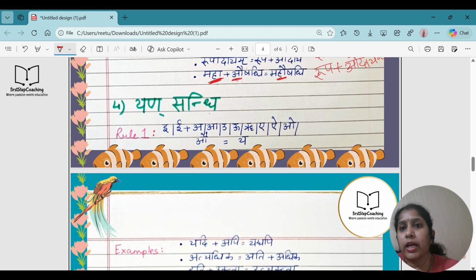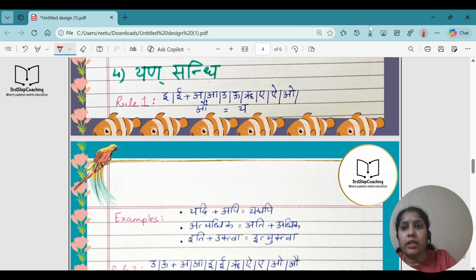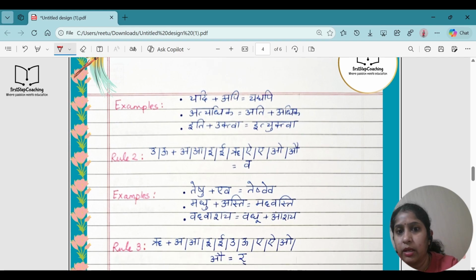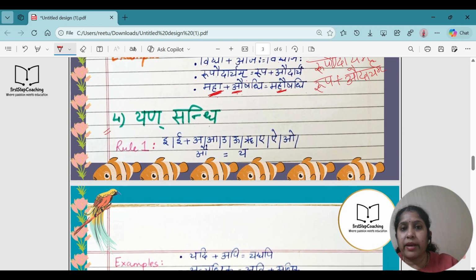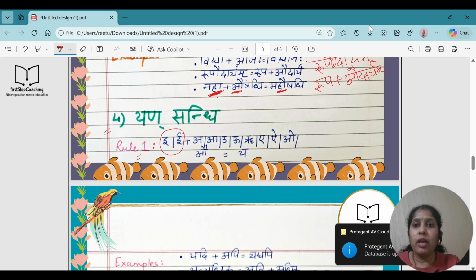Now we are going to do one more type of Swar Sandhi, which is Yan Sandhi. In Yan Sandhi, we have again four rules. We have to do one by one all of them. Let's see how they work. So in Yan Sandhi, first rule says that the first word is ending with choti e or badi e, nothing else, just choti e or badi e, and the second word is starting with any swar.